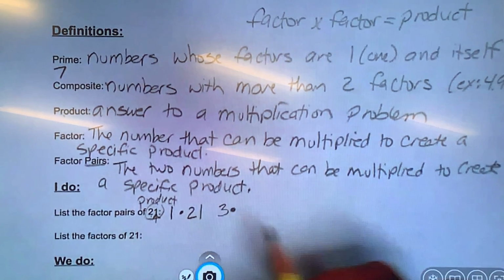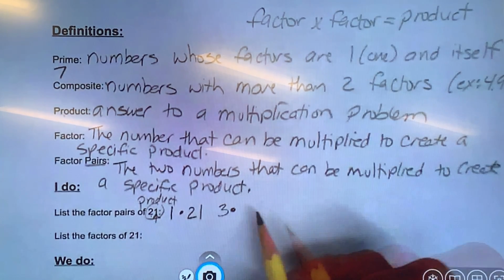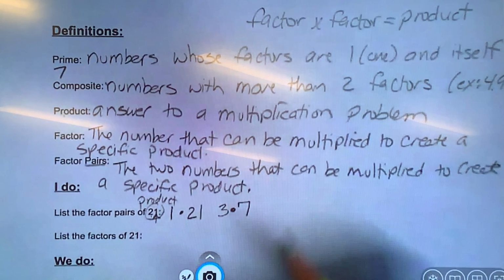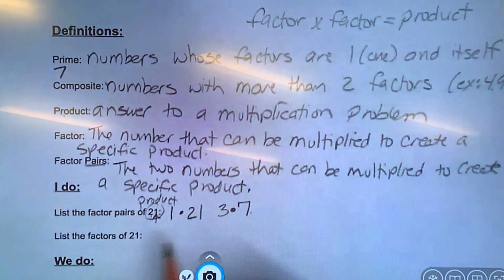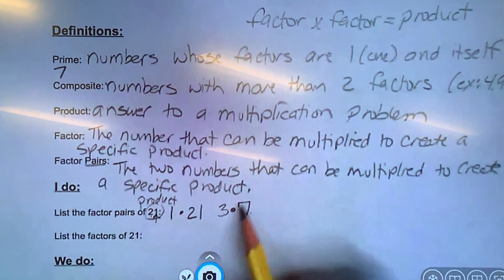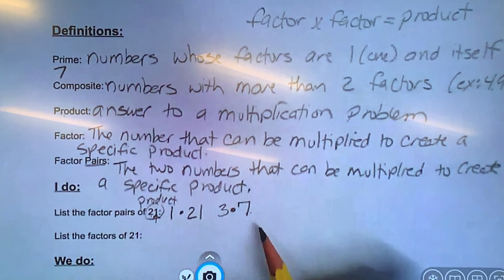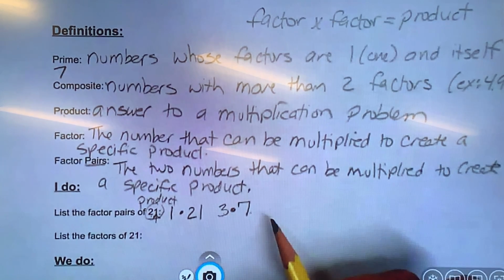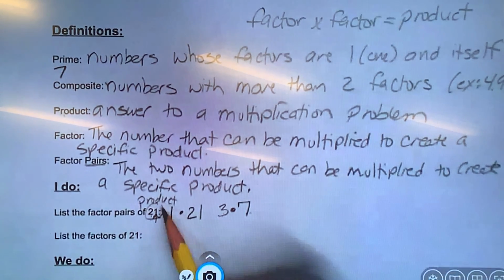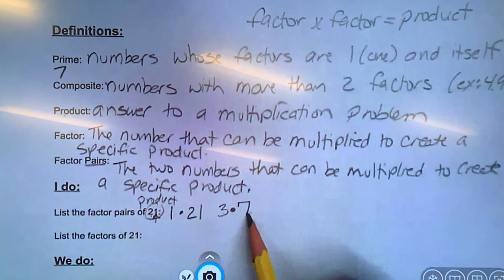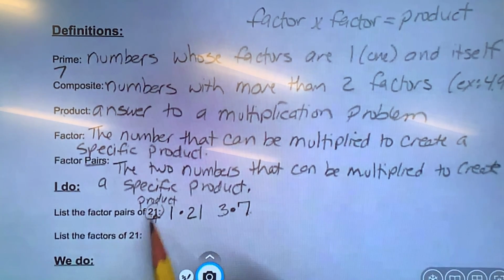So 3 times, if I think I know my math facts, it would be 3 times 7 is 21. If I don't know my math facts, I could always do 21 divided by 3 and get my other factor, because division is the opposite of multiplication. So you could always do that to find the missing number as well. Then you would ask, can 4 go into 21 without a remainder? No. Can 5? No, because this number is not 5 or 0. 6, no. 7 we know can, so we have found all of our factors because we're going to start repeating. So we know we have all of our factor pairs.